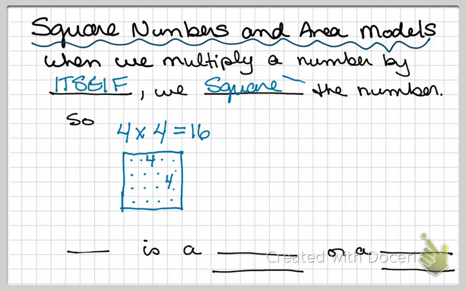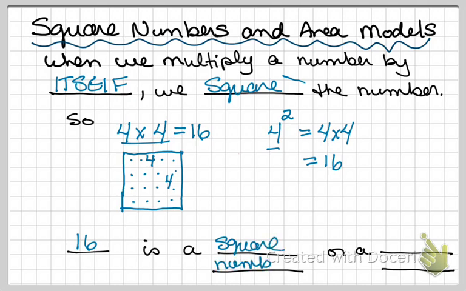There's another way that we can write this. We can take the number 4, this is what we call the base, and we can raise it to the exponent 2. What that 2 is saying is that 4 is being multiplied by itself 2 times. So it's saying the same thing as what we were looking at in this first example. So 4 times 4 equals 16. That means that 16 is a square number, but it can also be known as a perfect square.